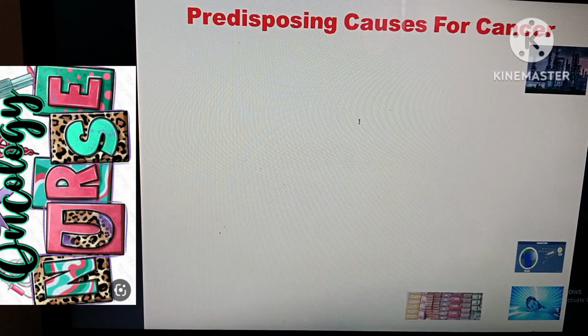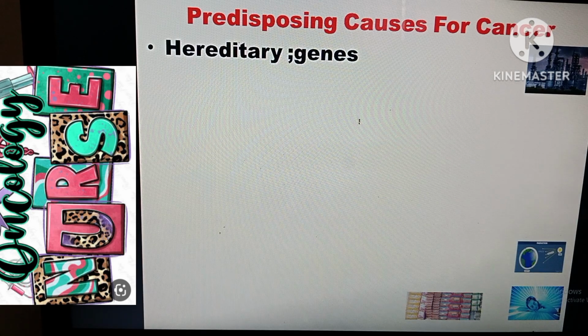Okay, now let me see what the causes of cancer are. Actually, the exact cause of cancer is unknown. There are many predisposing factors or contributing factors. Let me see them one by one. The first one is hereditary. Hereditary means family history. If anyone in your family has had it, there is more chance it will continue to future generations. The second one is age. All ages are affected by cancer.